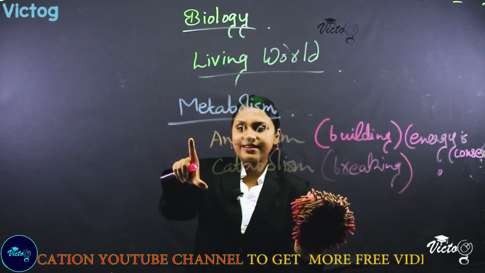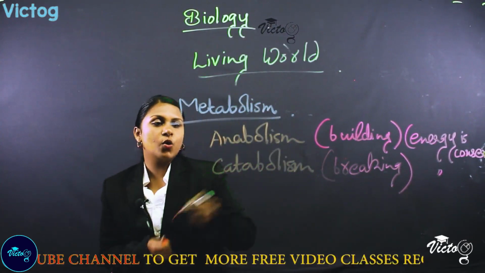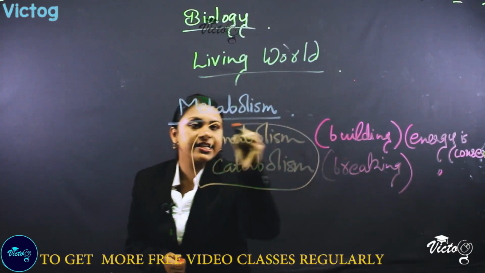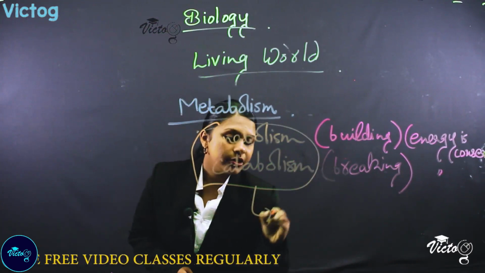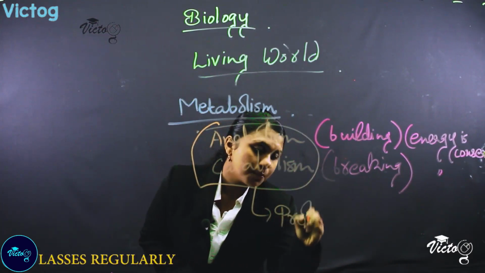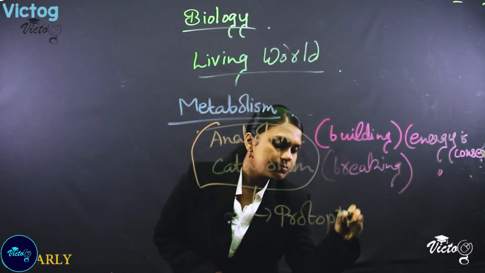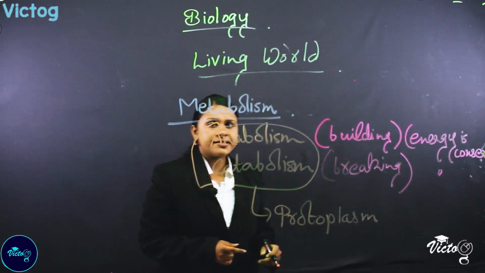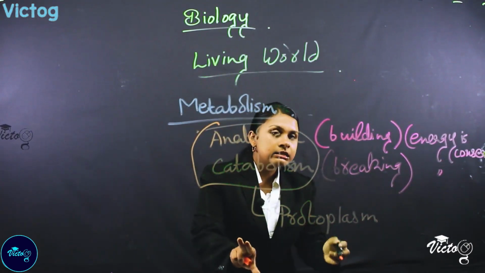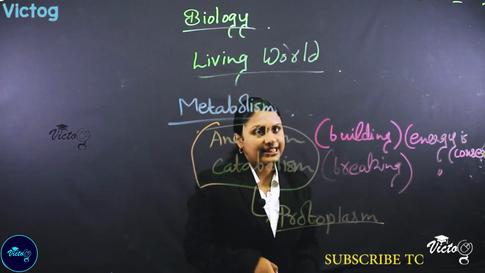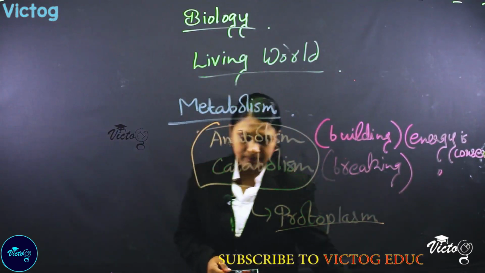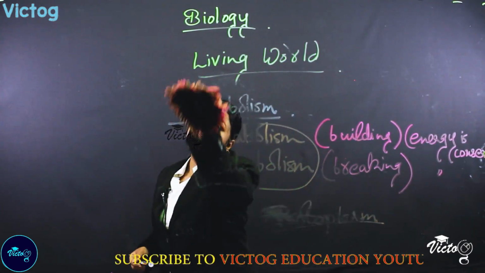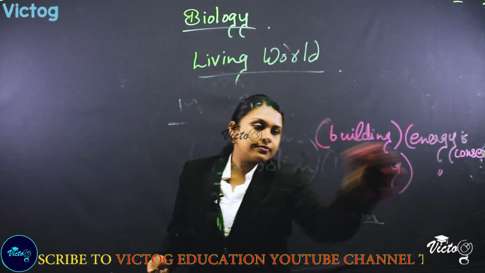Then where do these reactions occur? Both anabolism and catabolism take place where? In the protoplasm of the cell. I have told you previously that protoplasm is considered as the medium for all the metabolic activities. Now we are moving to the next characteristic.